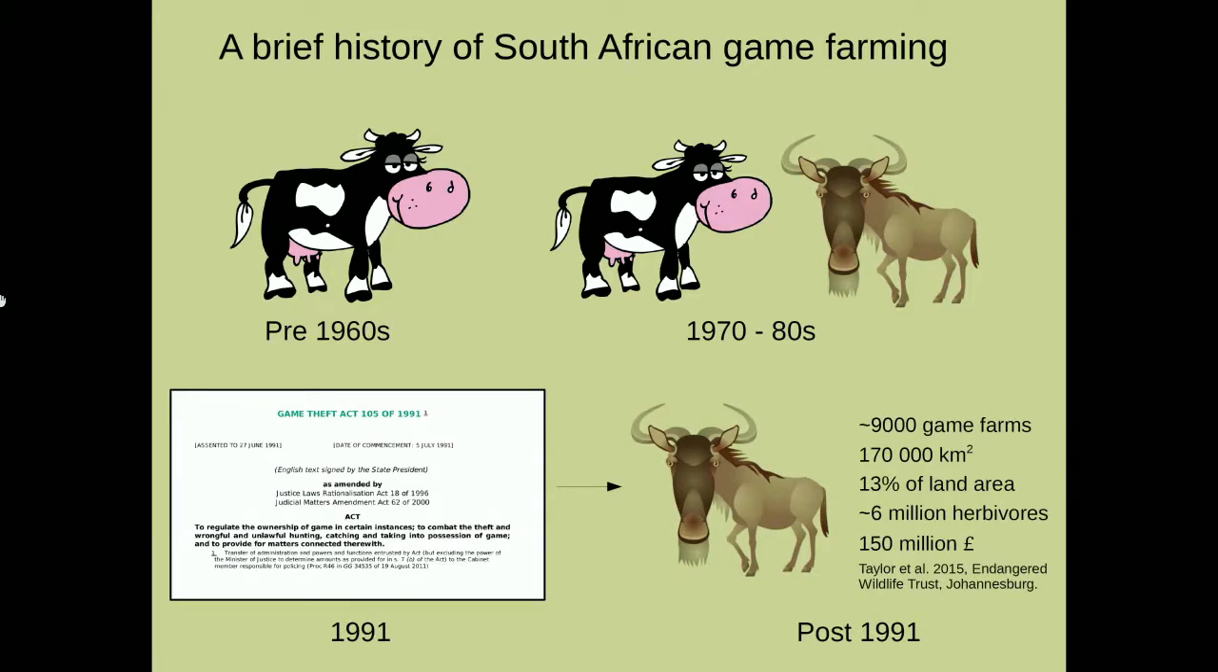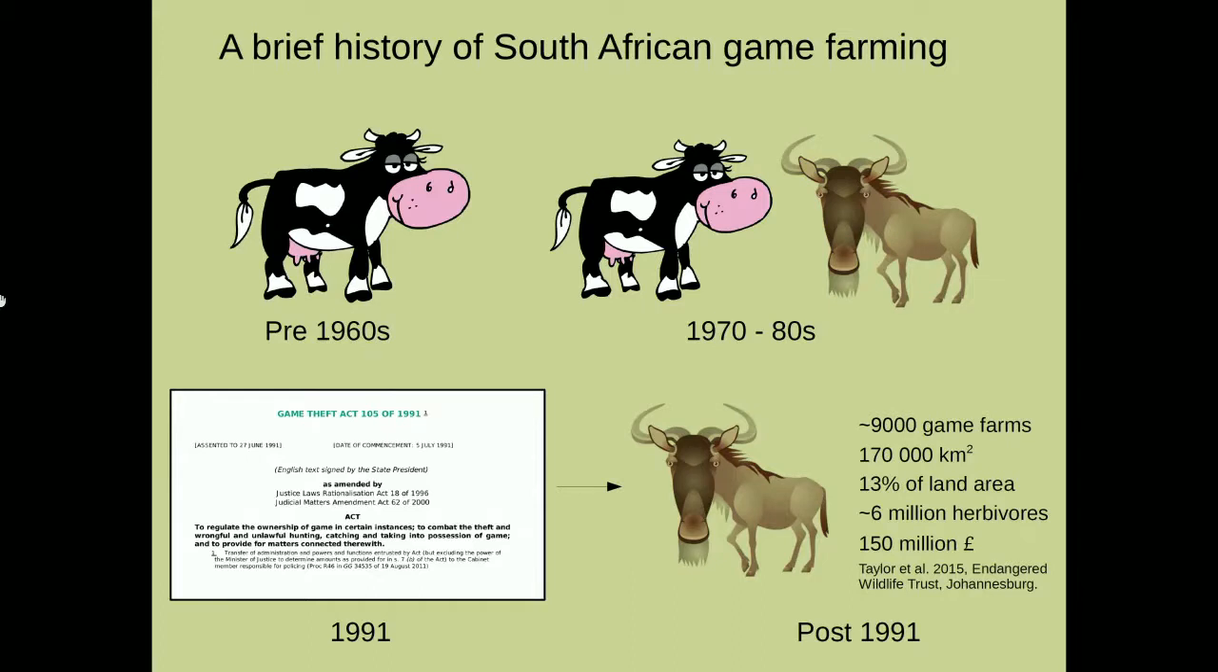That whole thing changed in 1991, when the South African government passed a law stating that, provided you have an exemption permit certifying that you have a legal fence around your game farm or farm property, you actually own the wildlife species within it, even if they go outside of that fence.